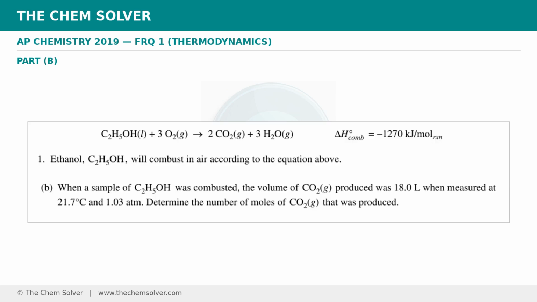B. When a sample of C₂H₅OH was combusted, the volume of CO2 produced was 18.0 liters when measured at 21.7 degrees Celsius and 1.03 atmospheres. Determine the number of moles of CO2 that was produced.